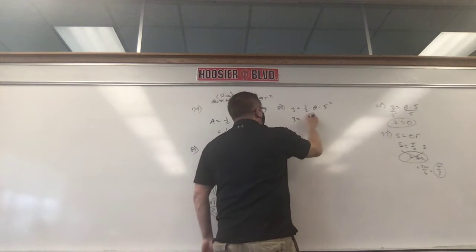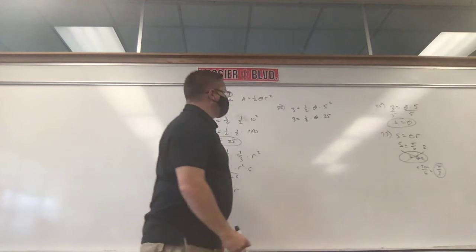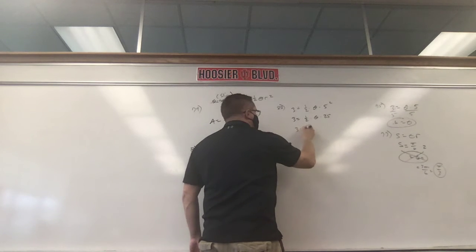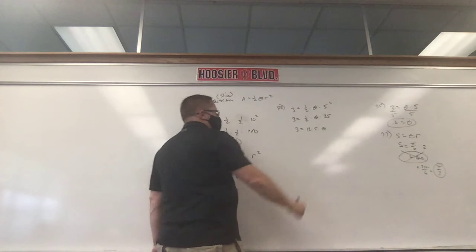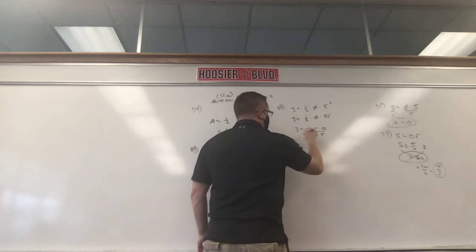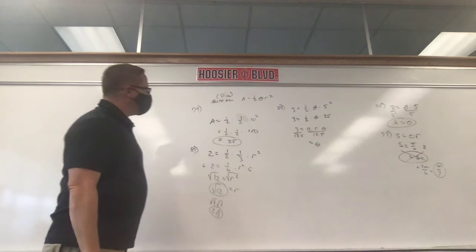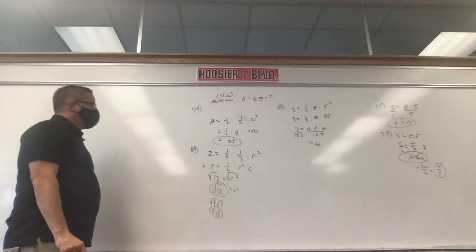So 3 equals 1/2 times theta times 25. 1/2 of 25 is 12.5 times theta. Then we divide by 12.5, divide by 12.5. You can use a calculator, and I believe that is 0.24.